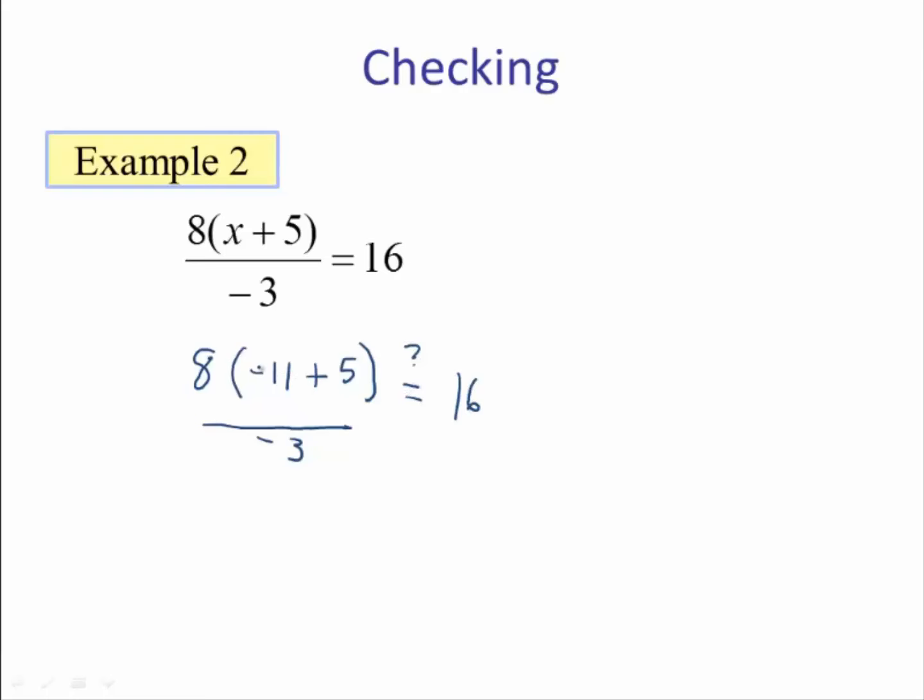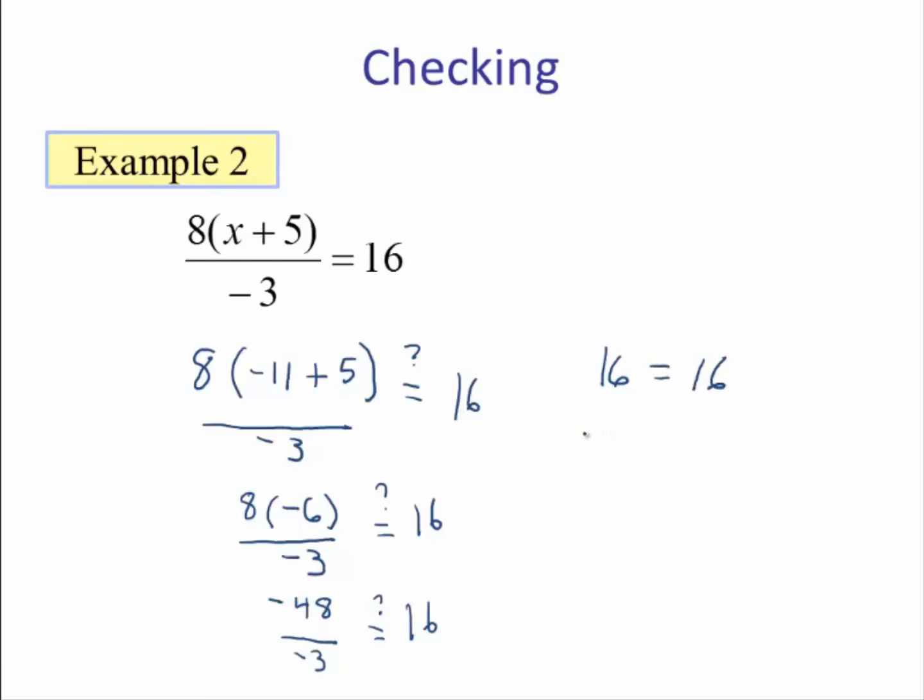Order of operations, we have to do parentheses first. Negative 11 plus 5 is negative 6. That's being multiplied by 8, then divided by negative 3. Next we multiply. 8 times negative 6 is a negative 48, divided by negative 3. Negative 48 divided by negative 3 is 16, and the left hand side equals the right hand side, so it checks.